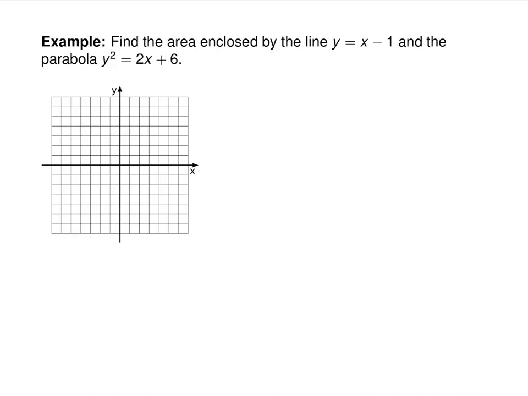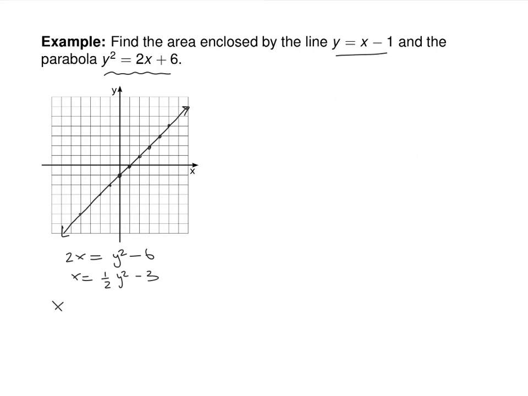So find the area enclosed by this line and this sideways parabola. So first, graphing the line, start at -1. Your slope is 1, so rise 1, run 1. All right, and graphing that parabola, I think it's going to be easiest to solve that for x. So 2x would equal y squared minus 6, and x equals 1/2 y squared minus 3.